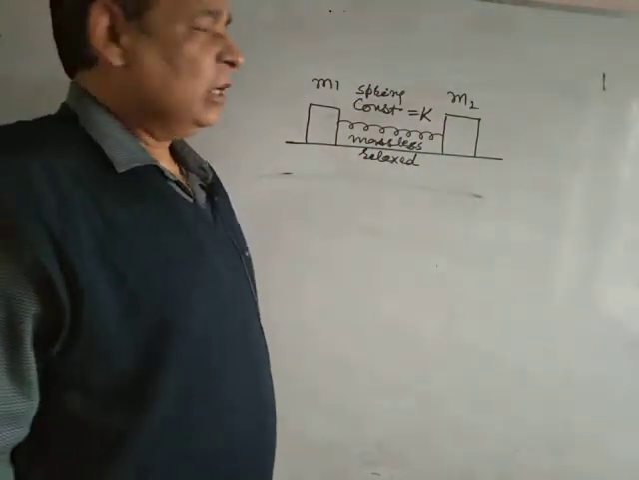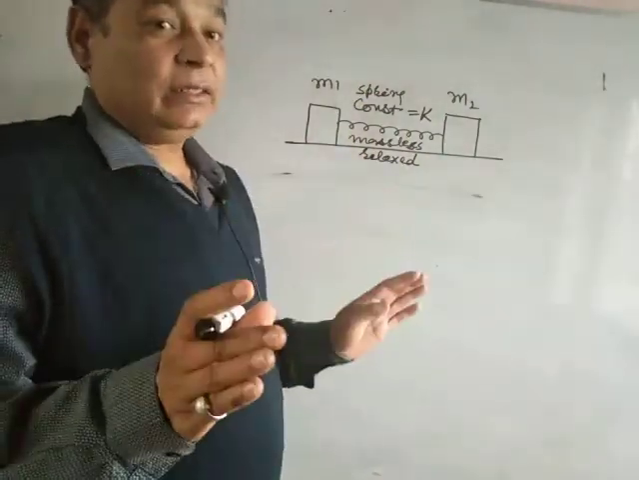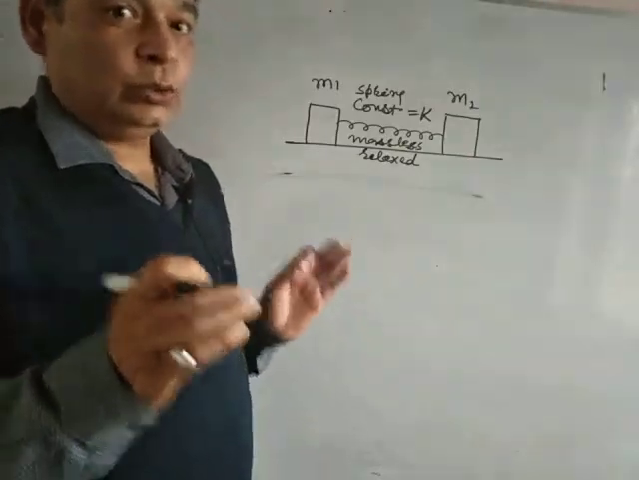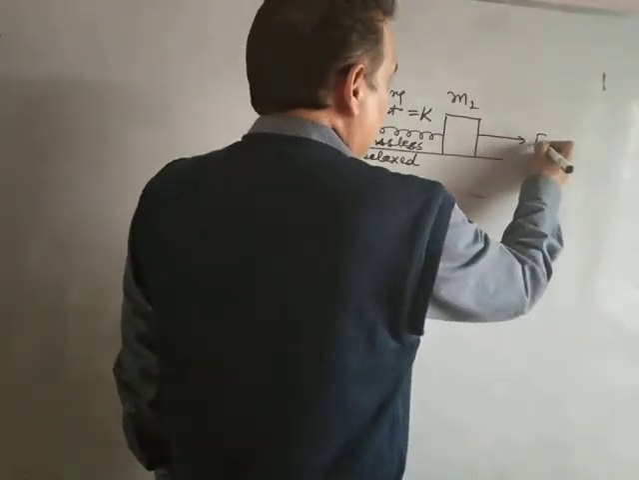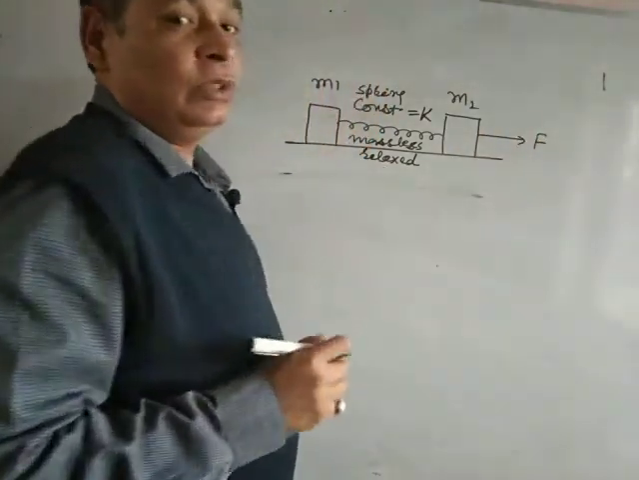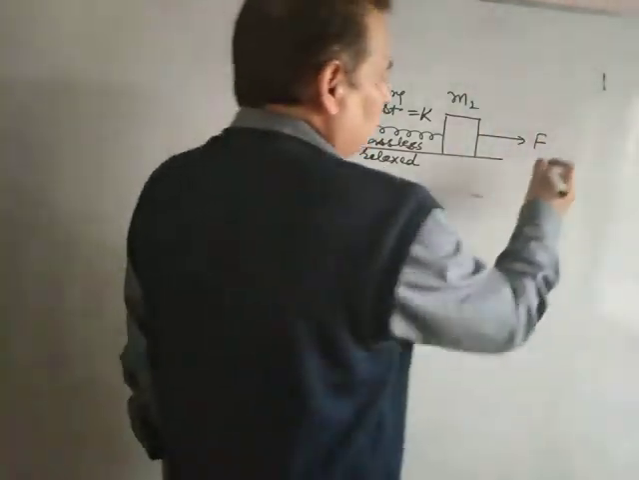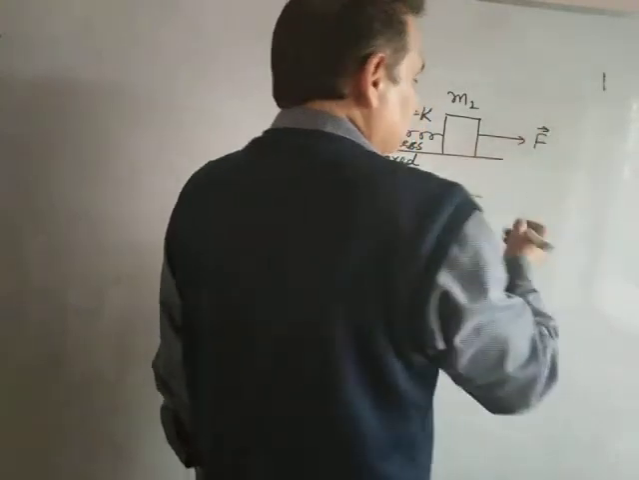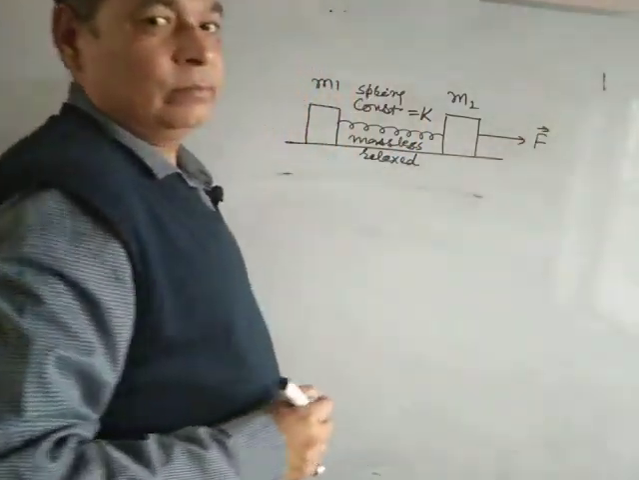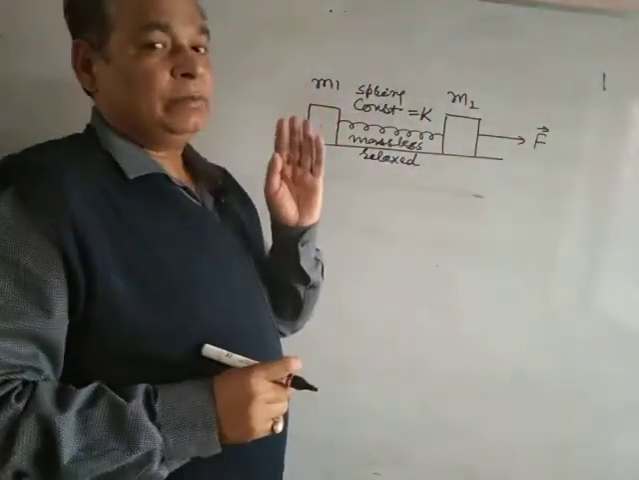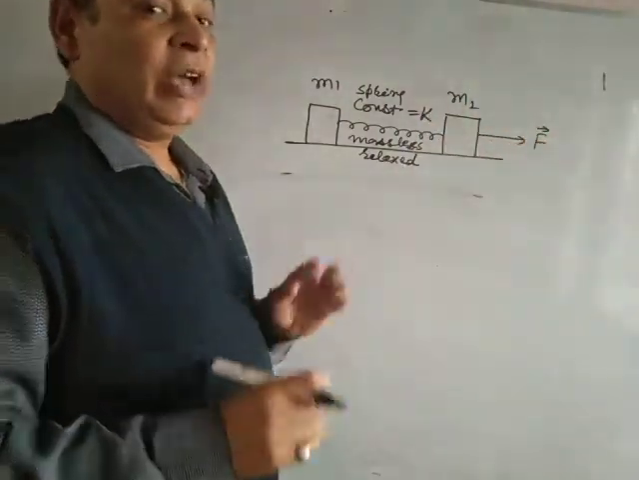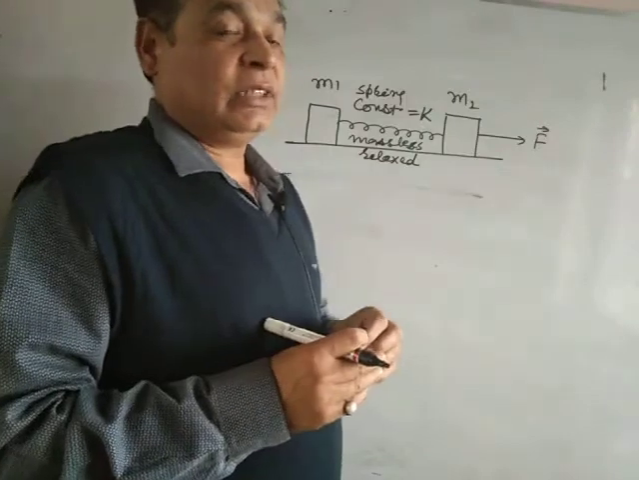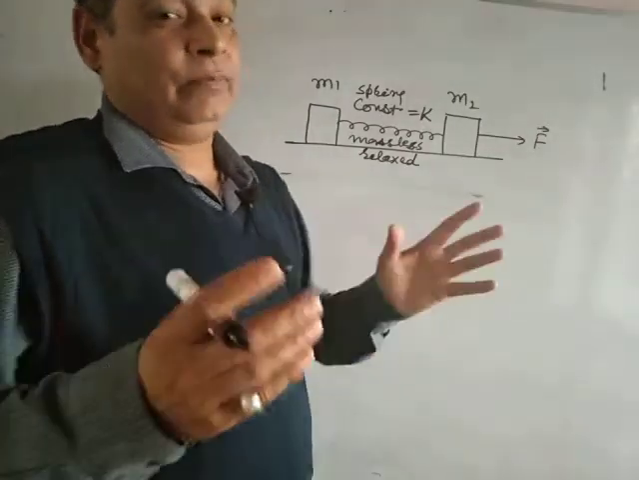Now everything is at rest, and at t equals 0 a constant force F acts on M2 rightward. This force acts rightward, as shown in the direction. After applying this constant force F rightward on M2, we have to find the maximum extension or elongation in the spring. Okay.